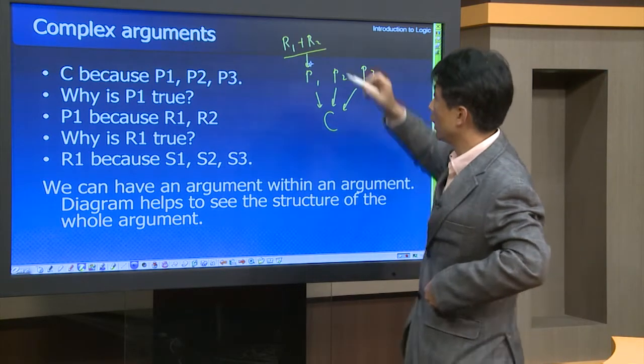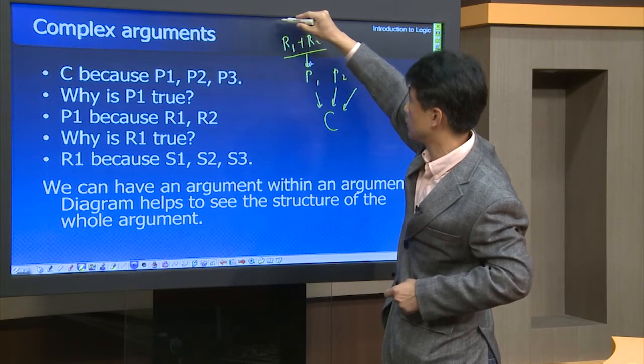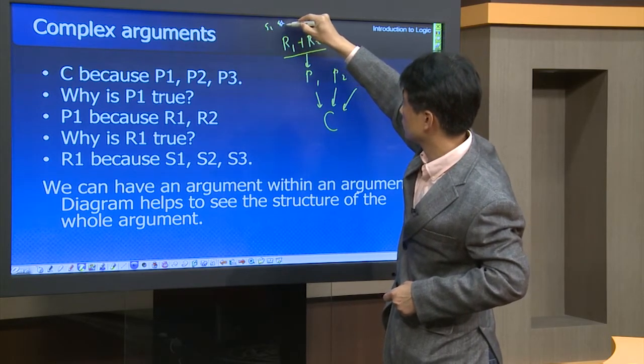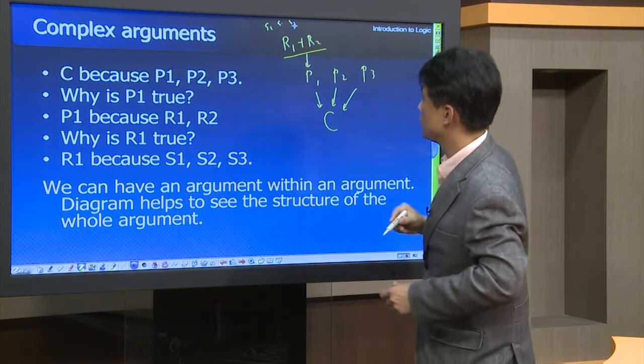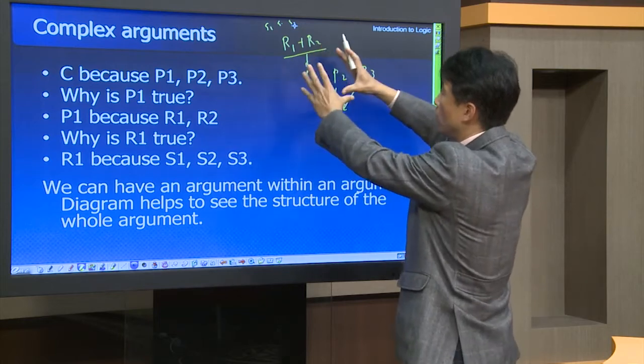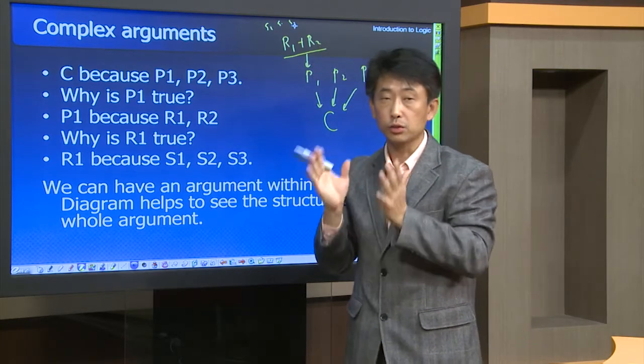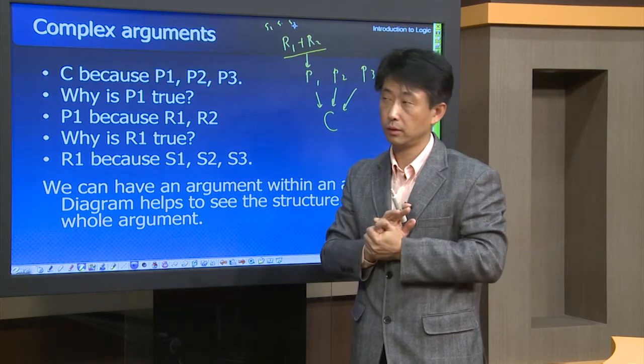R1 again is supported by S1, S2, S3. Okay? So you can see that an argument may contain small arguments within it. Okay? This is called complex arguments.